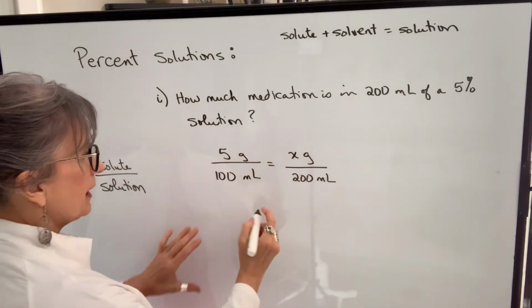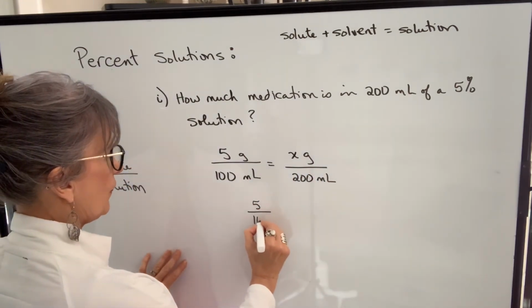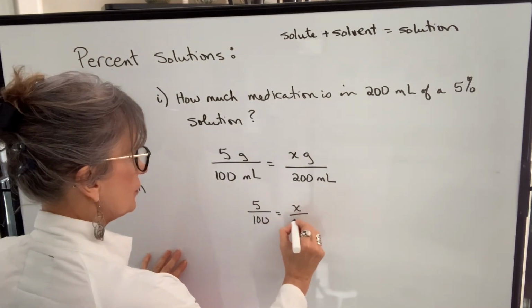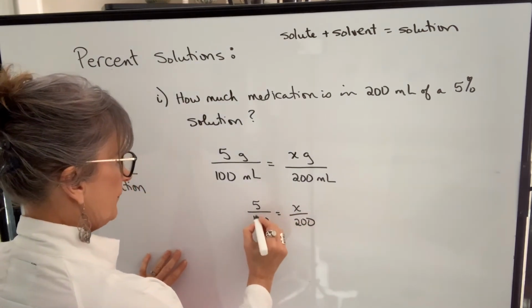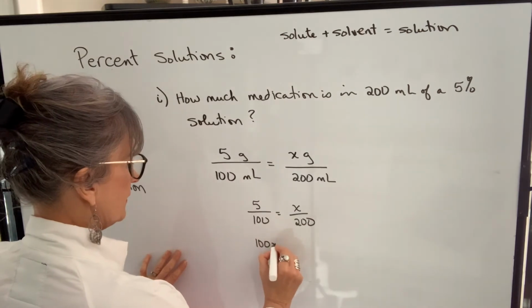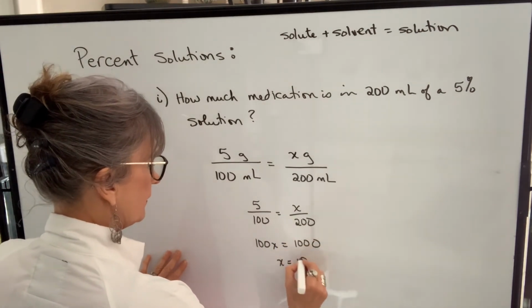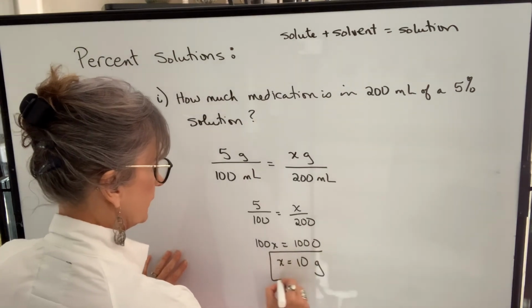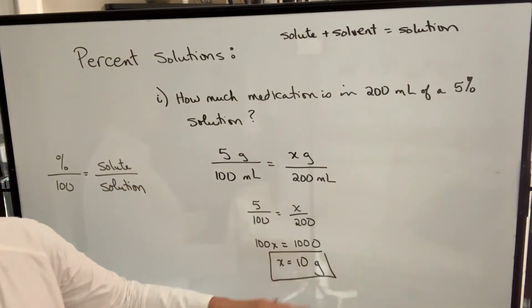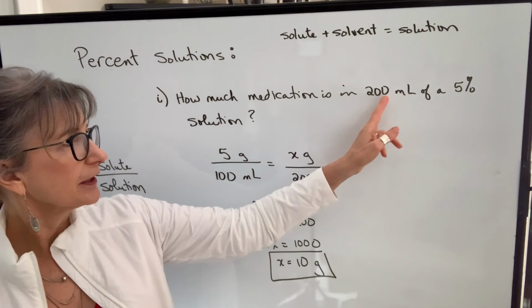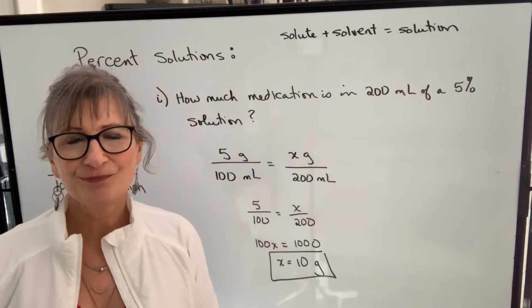We can write this again without the units. So 5 over 100 will equal x over 200. Cross multiply, 100 times x will equal 1,000. Divide by 100. And we would have 10 grams of medication in 200 milliliters of a 5% solution.